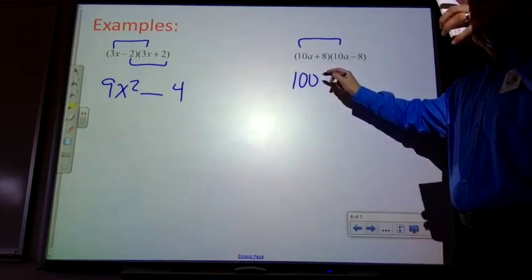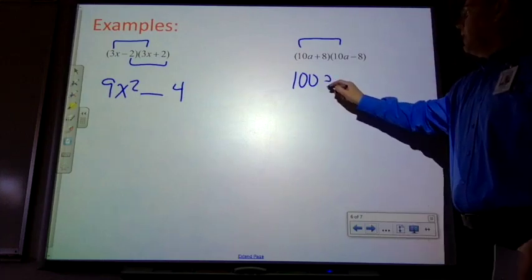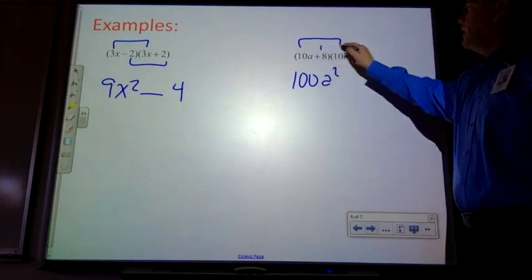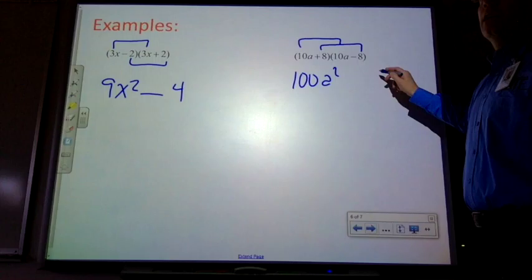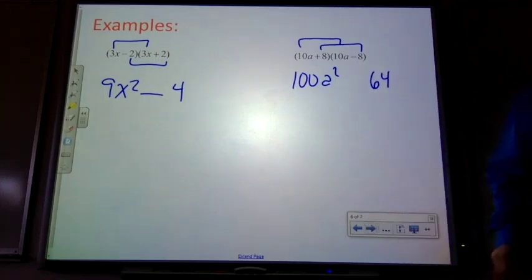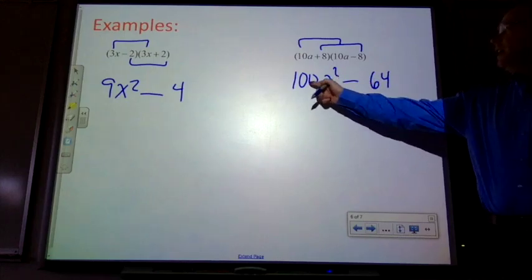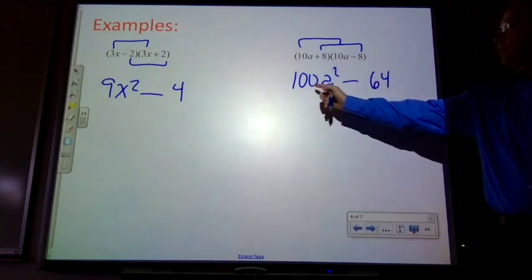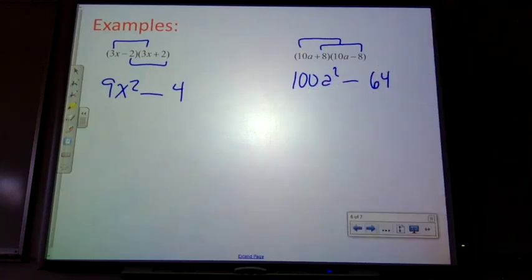100 A squared. And what is 8 times 8? And what is the sign always going to have to be? Negative. Again, this is the difference of two squares. This is a perfect square. This is a perfect square. It's the difference of two squares.